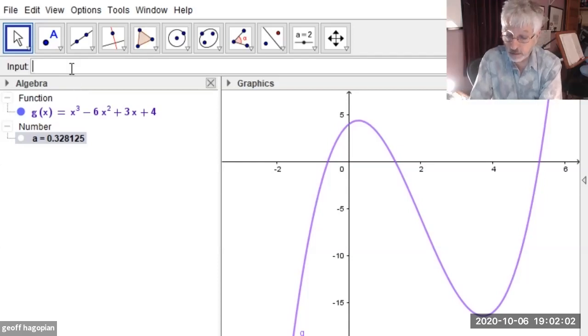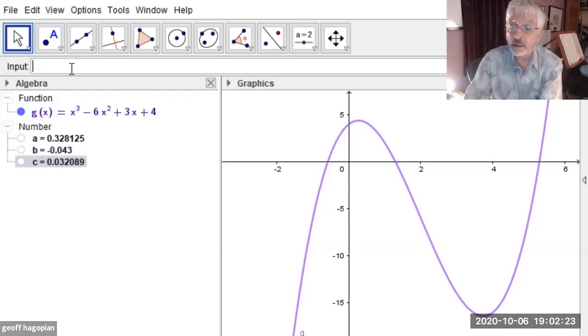So maybe 1.3, let's go all the way to 1.3. Okay, so g of 1.3, that's negative. Pretty darn close to 0 though, right? So something to the left of that, like g of 1.29. Let's try that. That's positive, right? Also very small. So maybe halfway between 1.29 and 1.3, which would be 1.295. That's negative, but look how small it is, right?